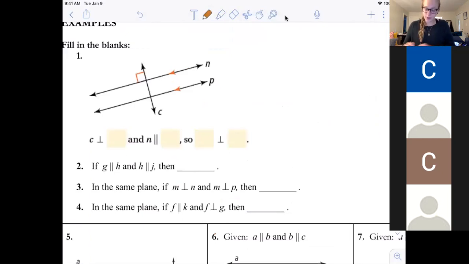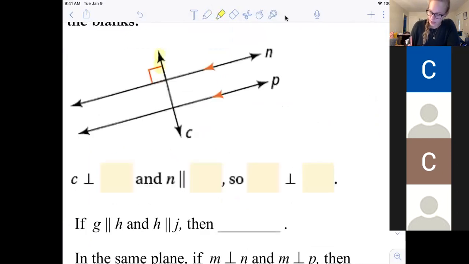Okay, in this picture, it says fill in the blanks. C is perpendicular to what? C is this line, perpendicular sign, so it's perpendicular to? P. We don't know that yet. You're jumping too fast, Cooper. Which one is it written that it's perpendicular to? N. N, good. It's written that it's perpendicular to N, so we're just working our way through it.